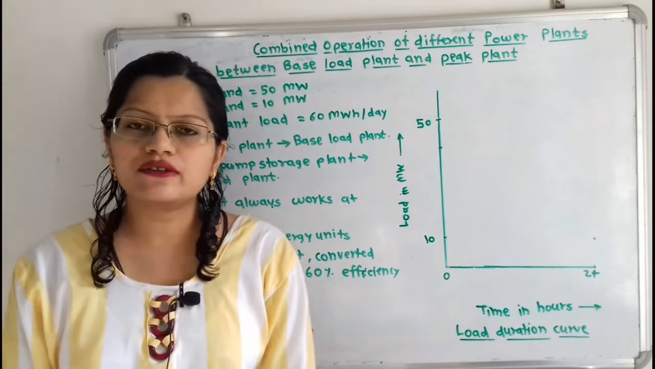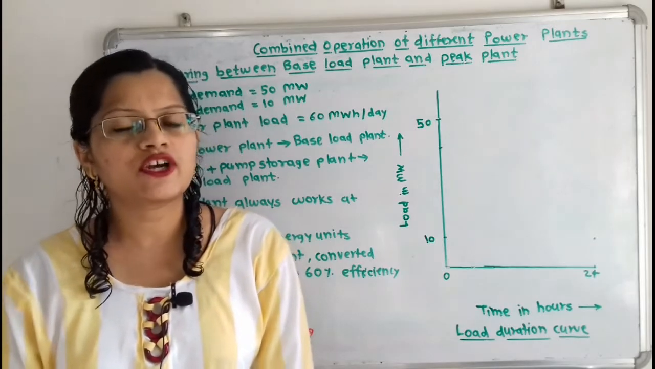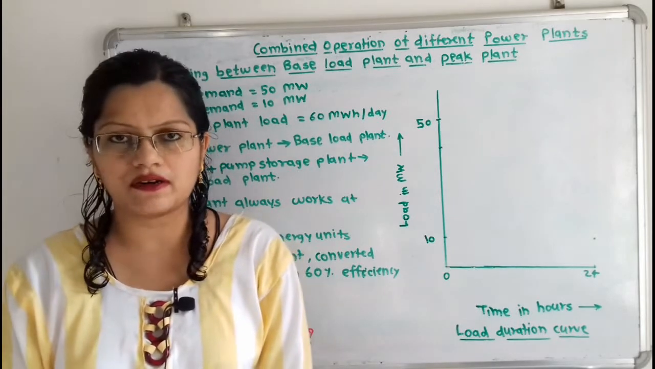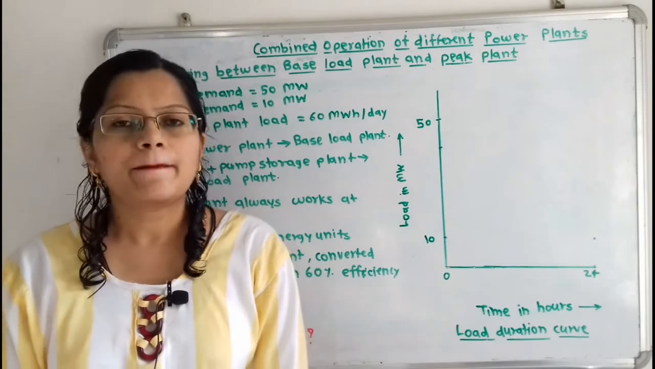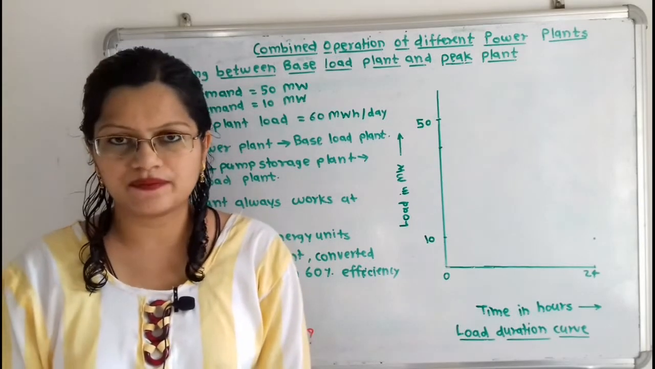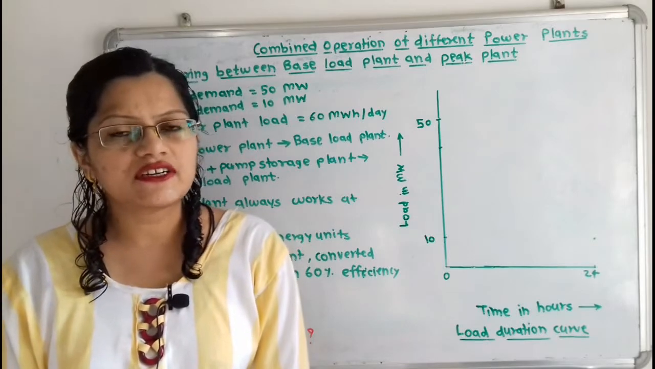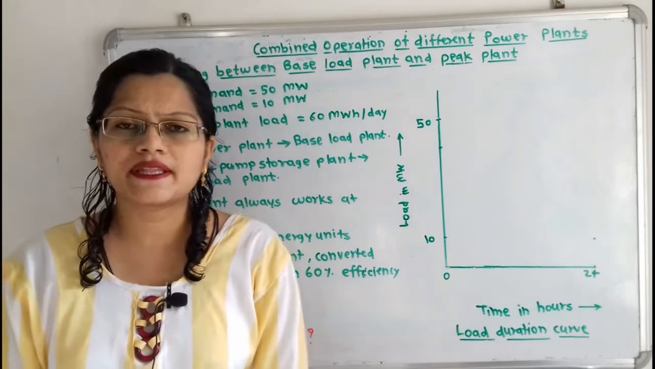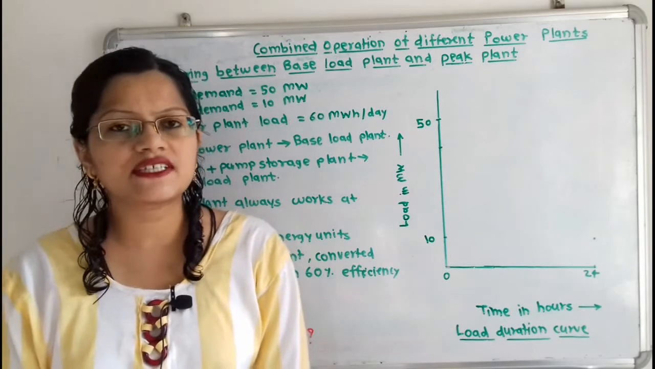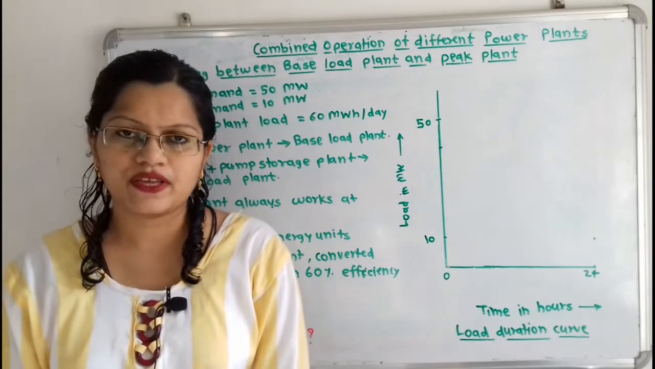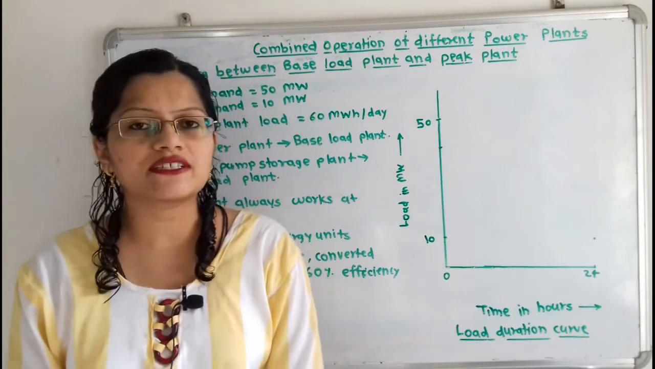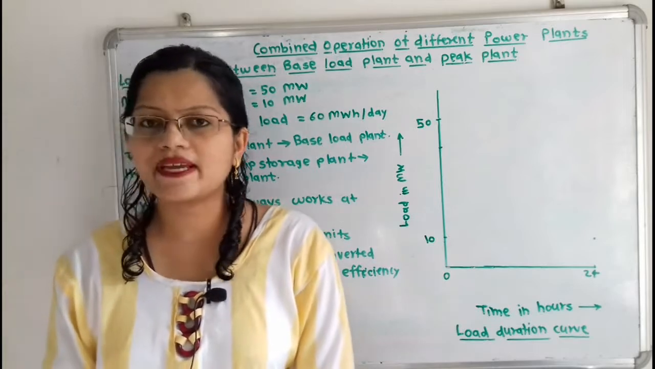Today we are going to solve a problem on economic load sharing between base load plant and peak load plant. In this video, the base load plant always works at full load condition. Energy units generated during off-peak period are converted into electrical energy with 60% efficiency. And for this given condition, we have to find out what is the capacity of the peak load plant.